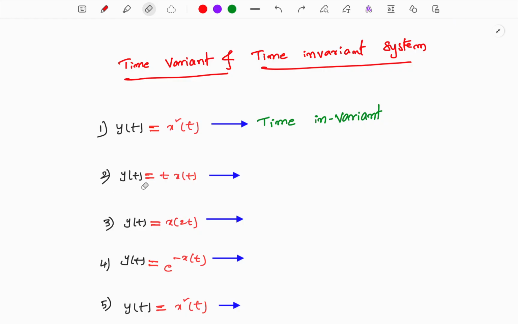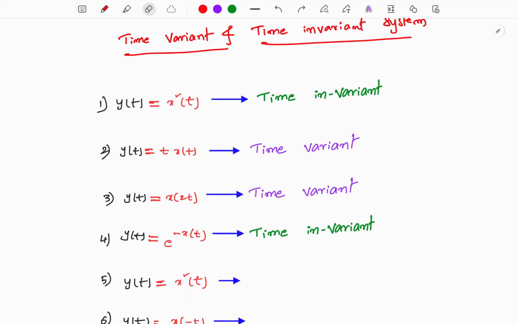Next, y of t is equal to t into x of t. This is a time variant system. Next, y of t is equal to x of 2t. Time variant system. Fourth, y of t is equal to e to the power of minus x of t. It is a time invariant system.